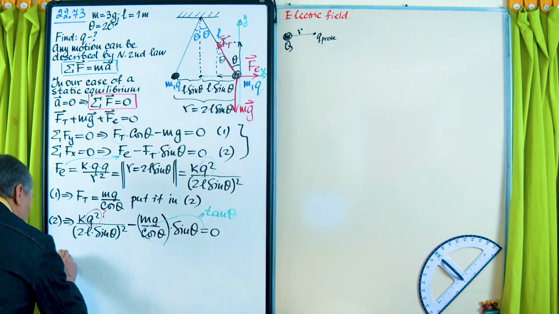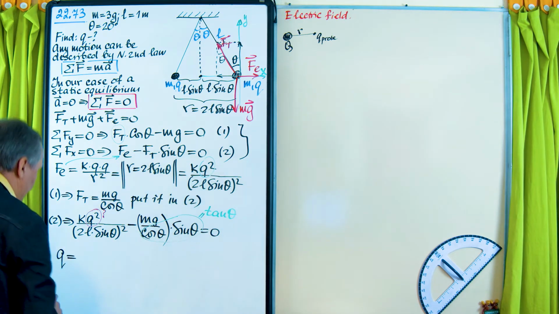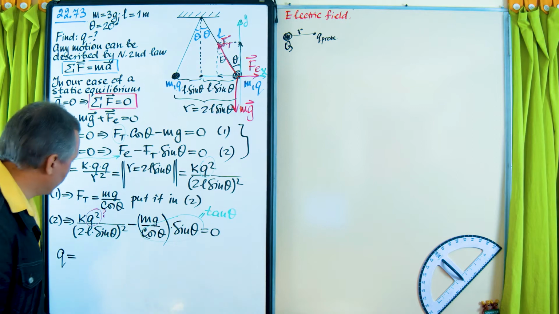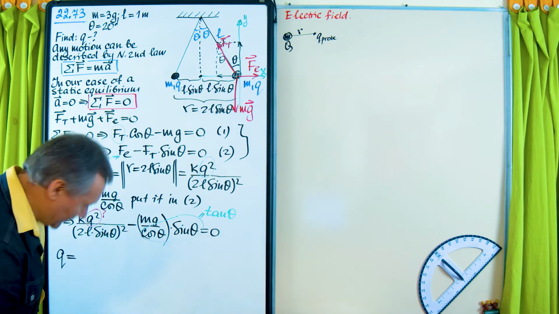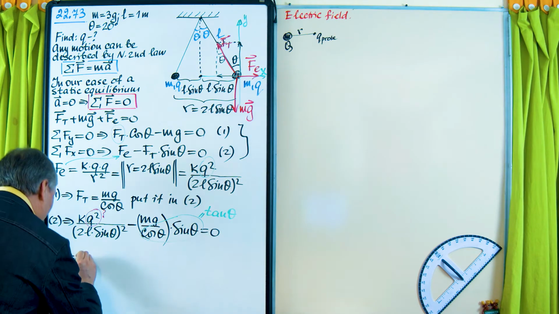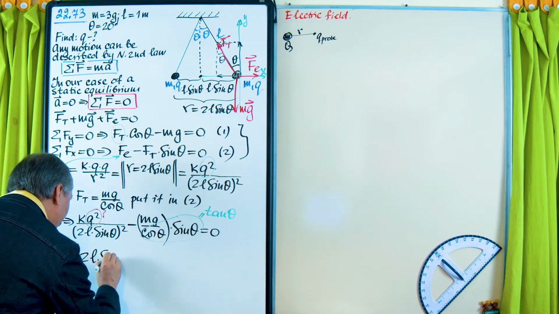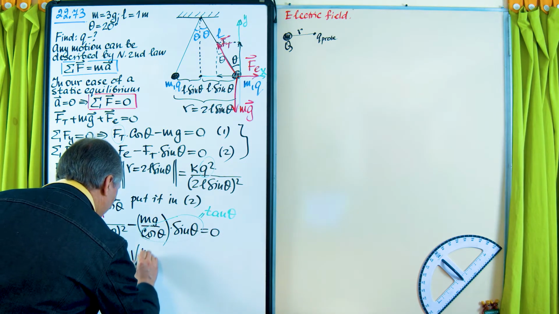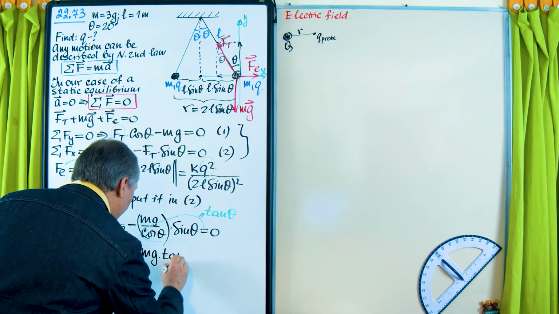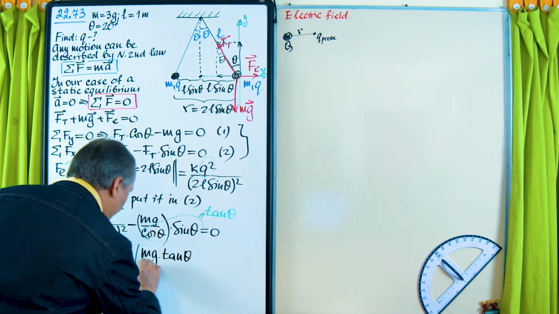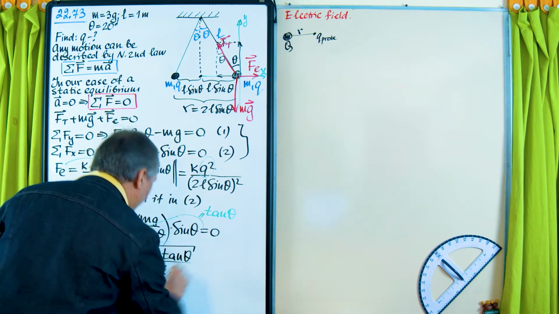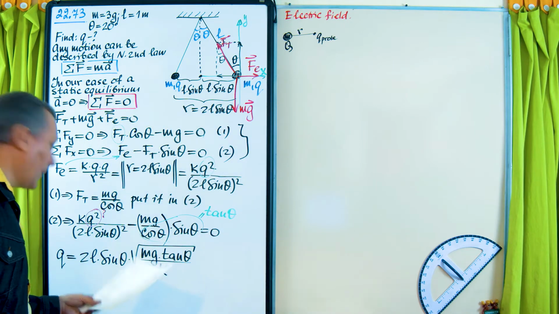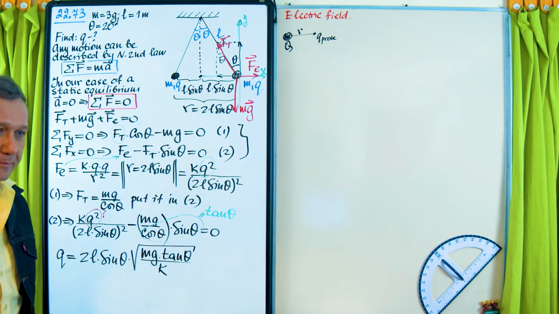So as a result, you will end up with Q equals, this will be without the square because we have a square, and then after taking a square root, we will get, oh, I'm crashing my system. All right, so we will get 2L sine theta times the square root of mg times tangent of the angle divided by this k. Right, so that's the expression. Let me compare with my notes. Yeah, of course, it's correct.